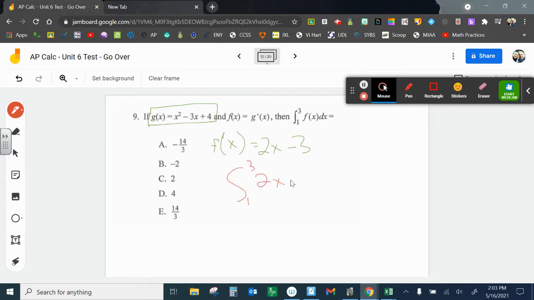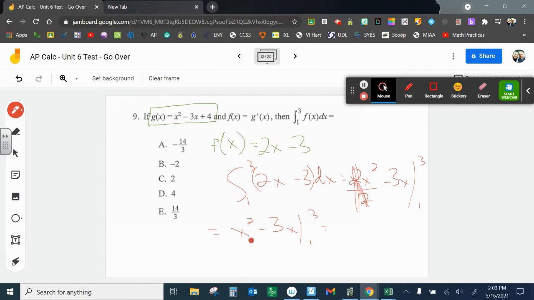And so now what they're asking me to do is, hey, take the integral from 1 to 3 of 2x minus 3 dx. So I am going to get 2x squared over 2 minus 3x. I'm going to evaluate that from 1 to 3. Those 2's are going to cancel out. So I'm left with x squared minus 3x evaluated from 1 to 3.